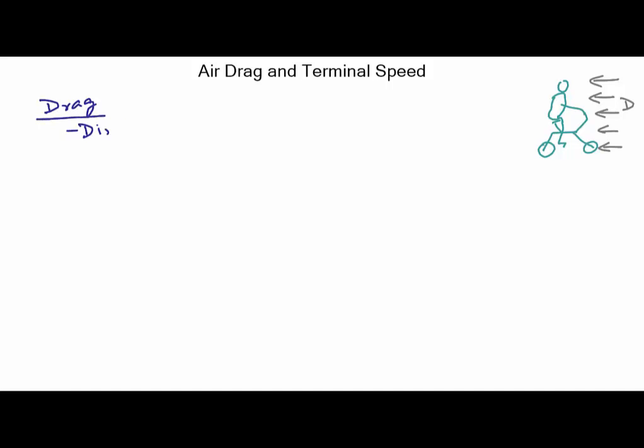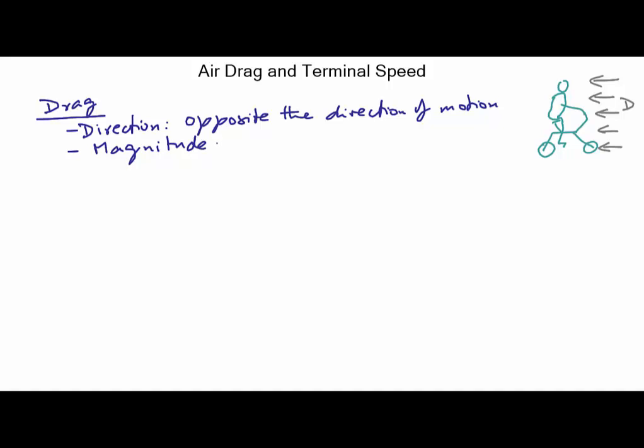In the sense of direction, drag is very similar to kinetic friction. It's also opposite the direction of motion. But in terms of magnitude, it's different. If you remember, kinetic friction's magnitude only depended on the coefficient of kinetic friction and on the normal force. And surprisingly, it did not depend on the speed with which you were moving or the area of contact. Drag, on the other hand, does depend on those factors.